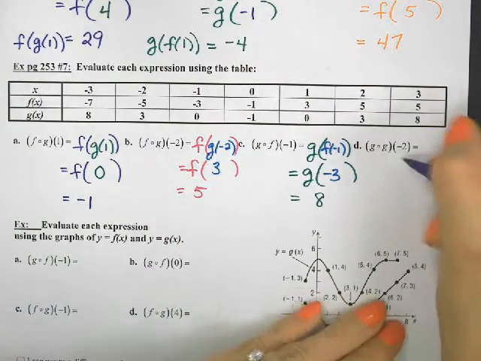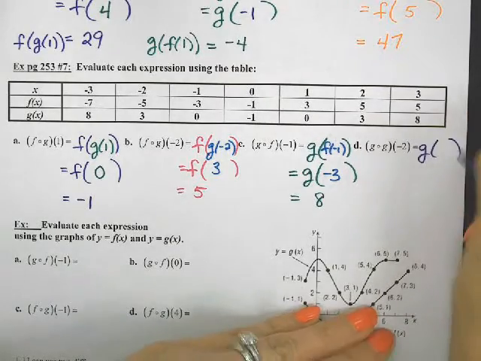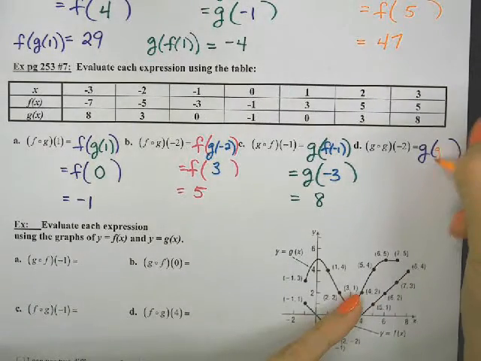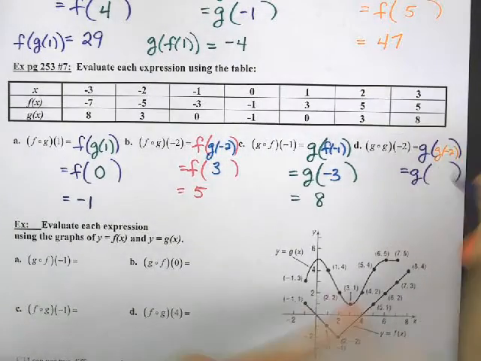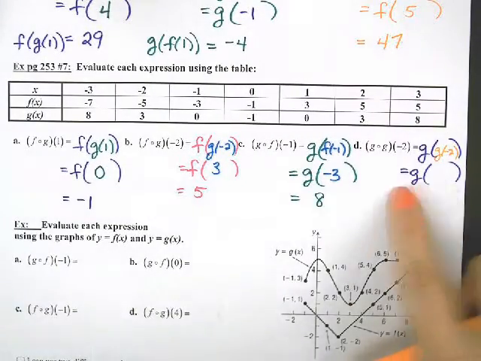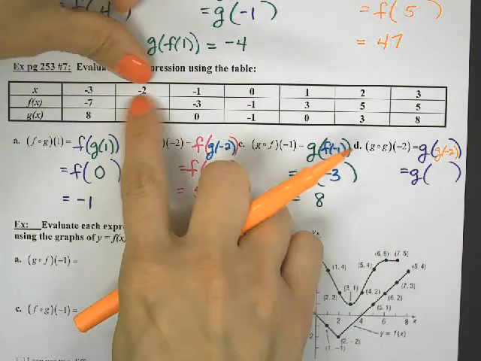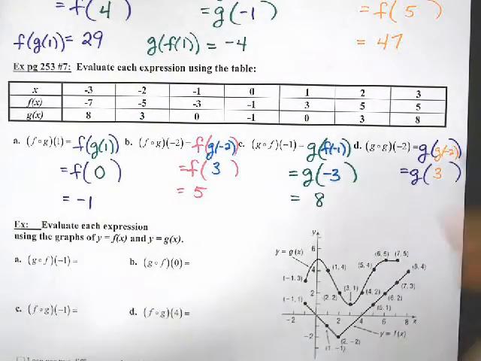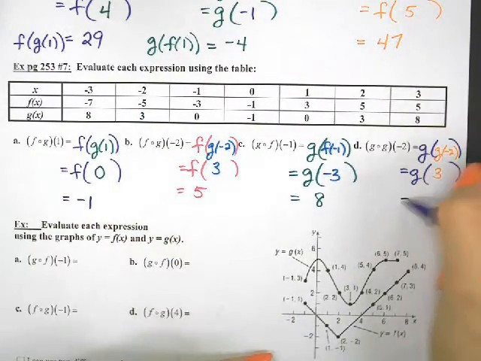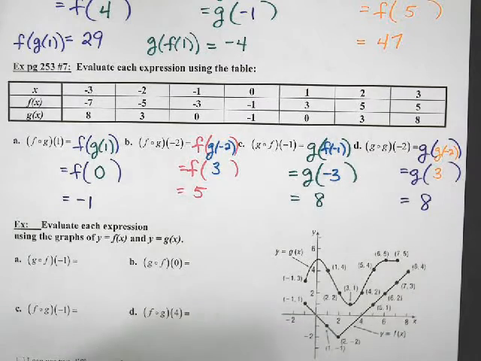Okay, the last one is a double function. It's g of g of negative 2. So let's put negative 2 into the g function. Get yourself all set up here for the answer spot. Negative 2 into g is a 3. But now 3 has to go into g, and we get 8.